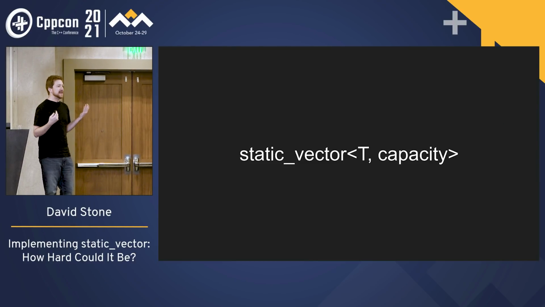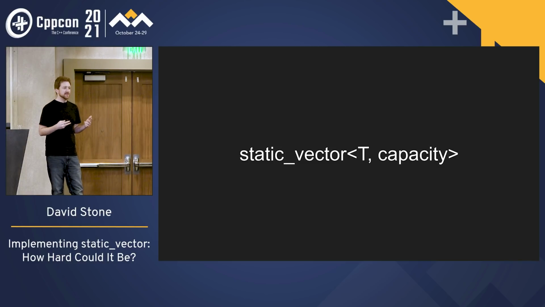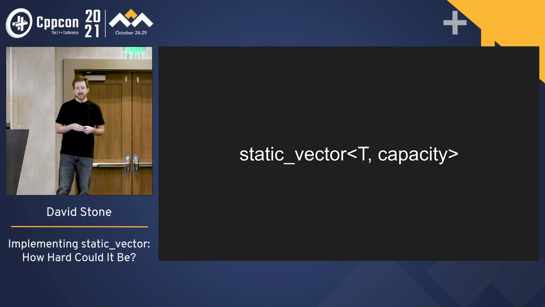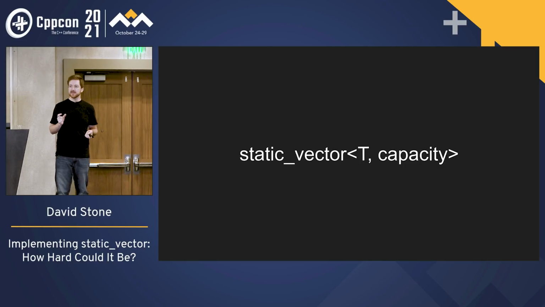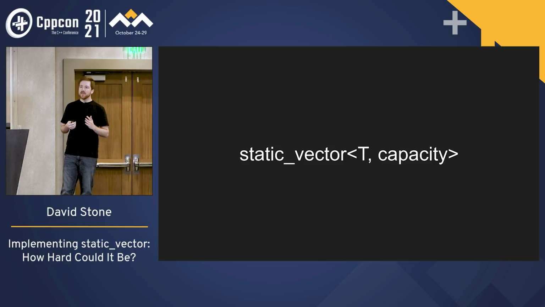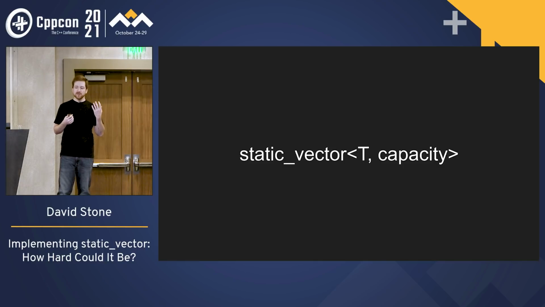So first of all, what is static vector? We're all familiar with vector. It's a class template, accepts a template parameter for the type that you're storing in the vector, and it can store any number of elements, and it dynamically allocates them. Static vector is a little different because it accepts a capacity as a compile time argument, and it can only store up to that many elements. And the benefit that gives you is that by making the capacity a template parameter, you don't have to actually dynamically allocate any memory. All of the memory can be stored in the object itself.